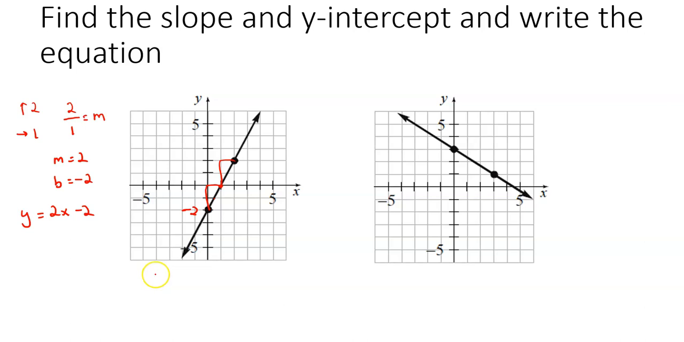All right, if you want to try the next one on your own, you might want to pause the video, try solving the next one, and then pick it up, and I'll solve it when you're done.